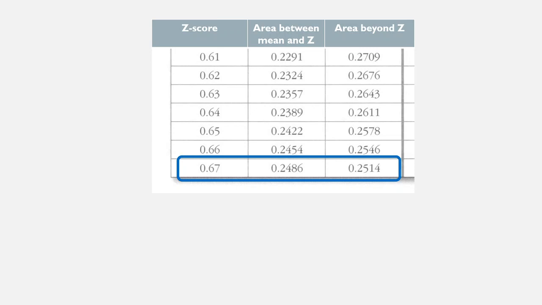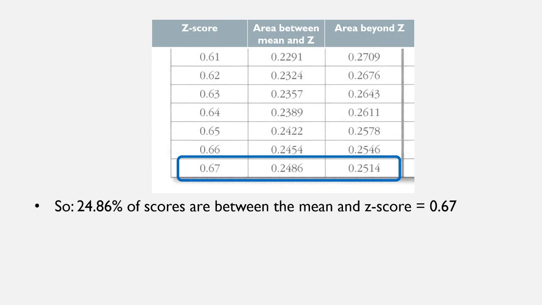Now, one thing to note is that the sum of the values in any given row for area between mean and the z and area beyond z adds up to 50%. This 0.2486 plus 0.2514 necessarily adds up to 50%, as does any one of these rows. So like I said, you don't technically need both of these columns, because you know they would inherently add up to 50%.